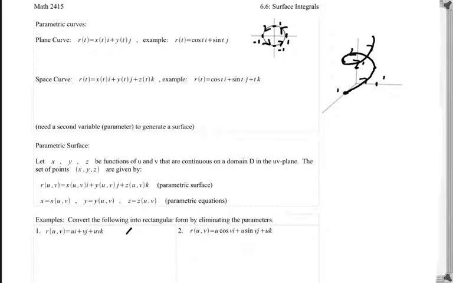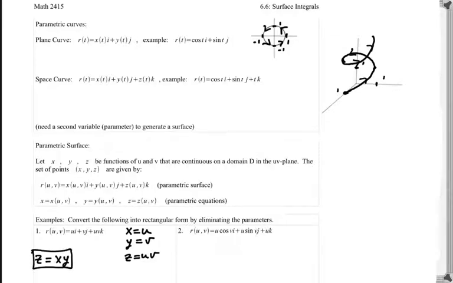And so we're going to take a couple examples that are in parametric form, and then we're going to convert them into rectangular form. So number one, we have r of u, v is equal to u i plus v j plus uv k. So what we can do is we can go ahead and say that x is u, y is v, and z is uv. So then make the replacement of u and v for x and y respectively, then we have z is equal to xy.